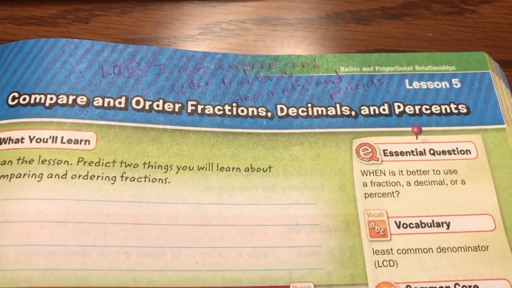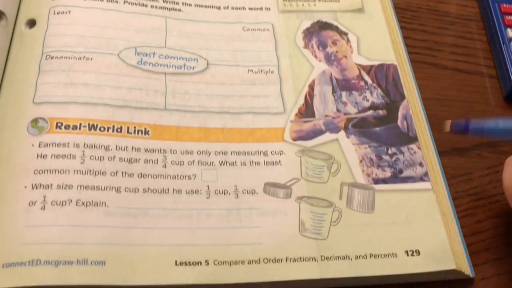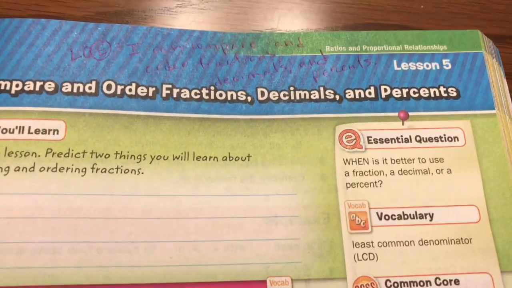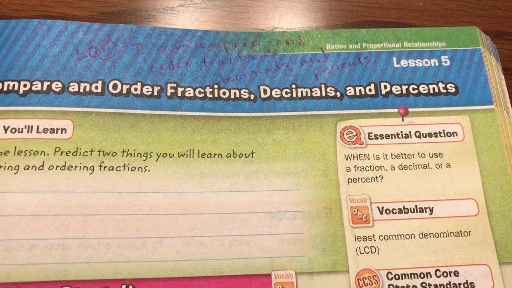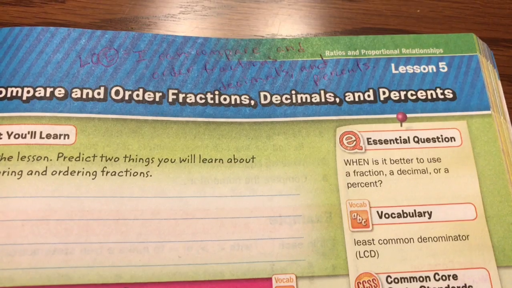Hello, hello. It is time for lesson 5. We are in our math book on page 129. The learning objective for lesson 5 is I can compare and order fractions, decimals, and percents.